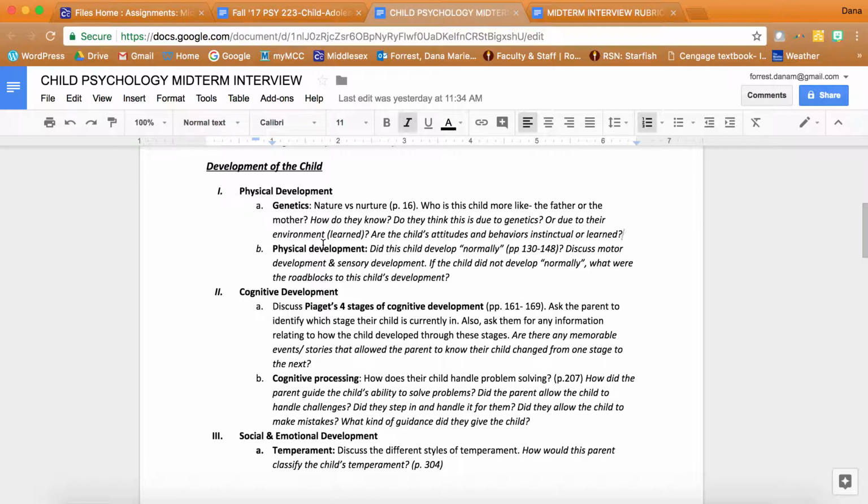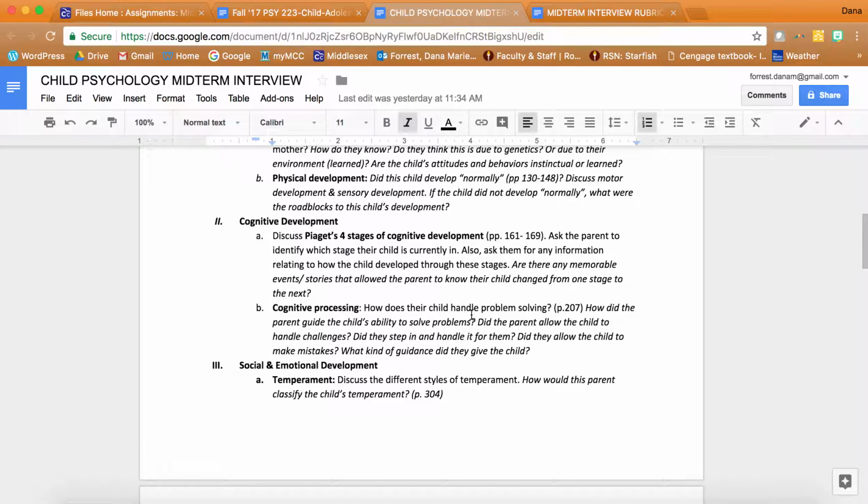Okay, physical development. So you're going to talk about normal development versus abnormal development. And be aware that I'm not asking you to say, hey, is your child messed up in some blunt way. But did they hit all their milestones in a way that they should have? Talk about motor development, sensory development, and if the child didn't, what were some of the roadblocks to this child's development? Did they have asthma? Did they have allergies? Did they have a problem with hearing? Like, were there any things that affected their development normally? And if there are, you can discuss them briefly. And if not, that's fine too.